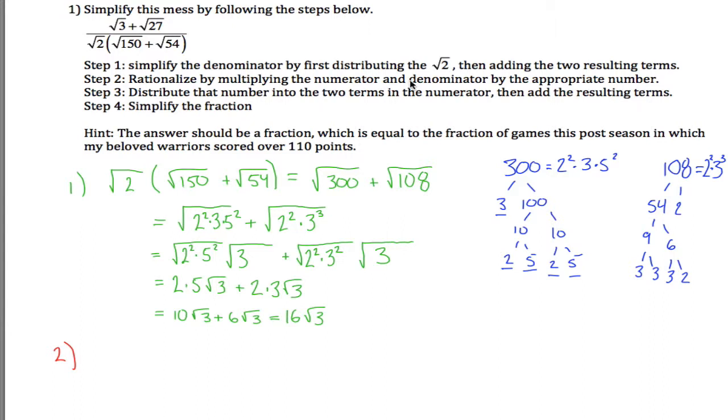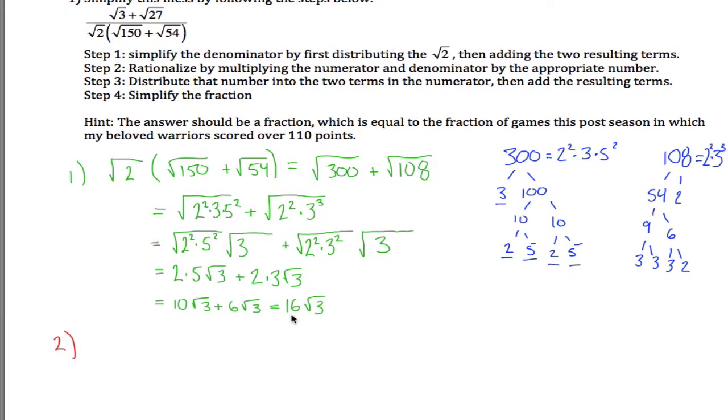Step 2. Rationalize by multiplying the numerator and denominator by the appropriate number. Since I've simplified the denominator, what I now have is the square root of 3 plus the square root of 27 divided by 16 square root of 3. But this is not done. This isn't simplified, because we don't leave square roots in the denominator. We want to rationalize the denominator.